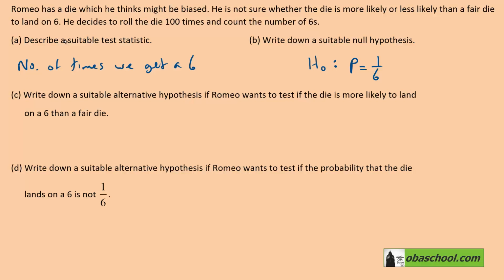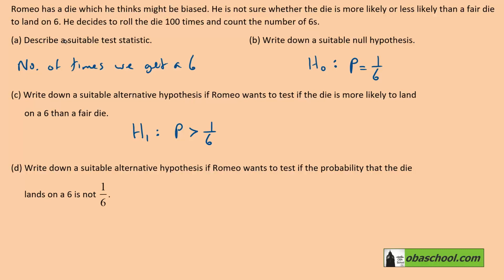Write down a suitable alternative hypothesis if Romeo wants to test if the die is more likely to land on a 6 than a fair die. So in this case, the alternative would be that P is more than 1/6.